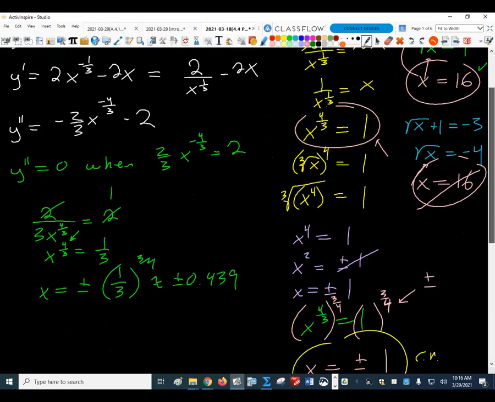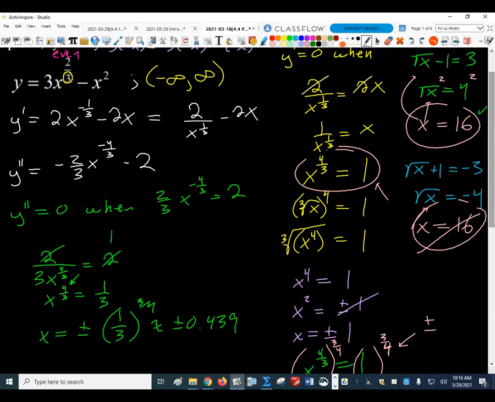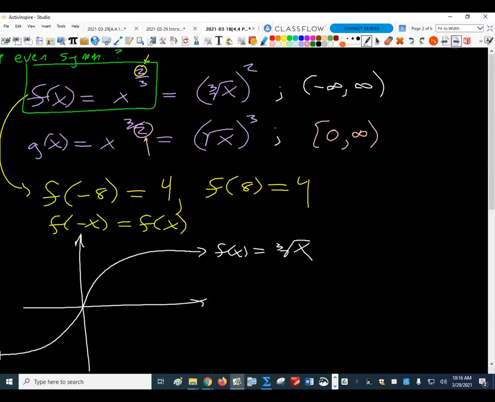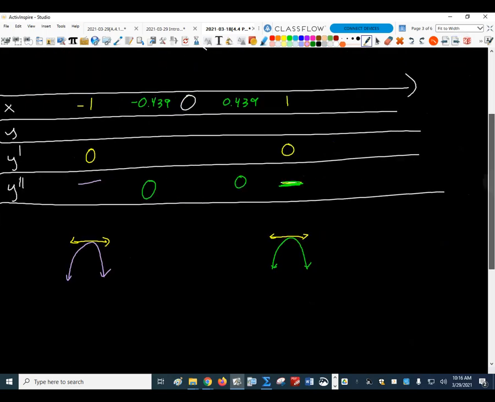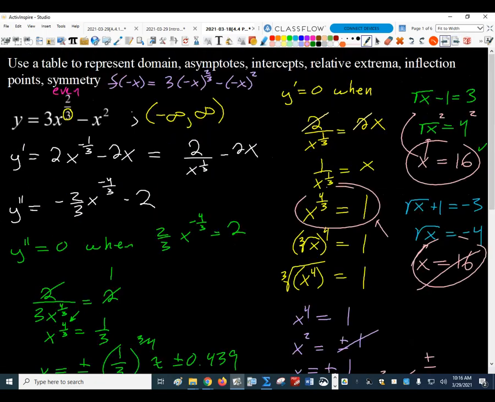Are there any places where our first derivative is undefined? Look at our first derivative function up here. So we're filling in our table. We've already filled in a lot, right? We filled in all this stuff, okay? Let's go back, though. Are there any places where our first derivative is undefined? Here's our first derivative written with positive powers of x: 2 divided by x to the 1/3 minus 2x. Any red flags go up there?